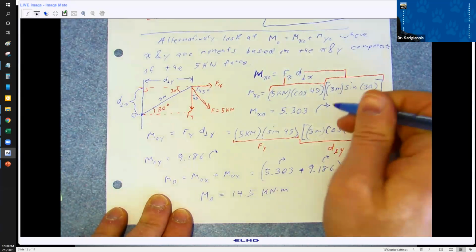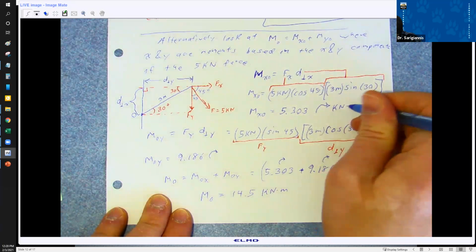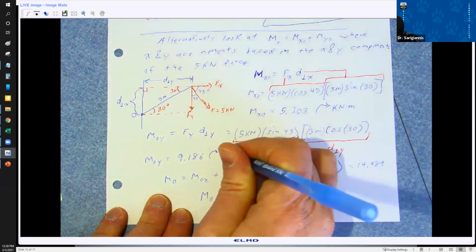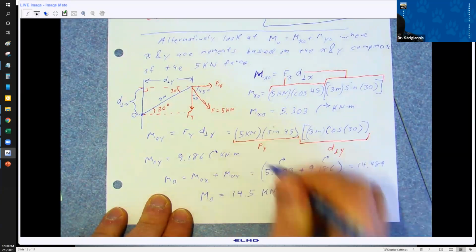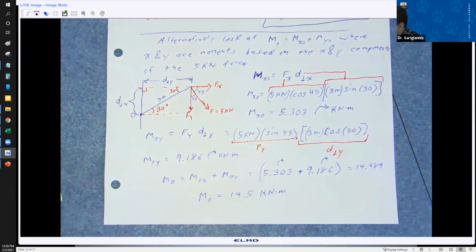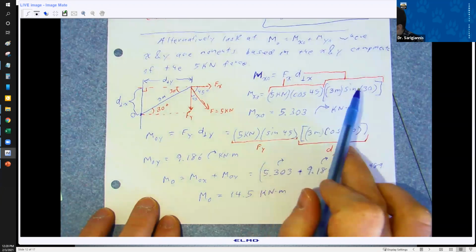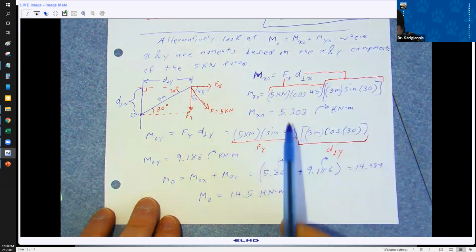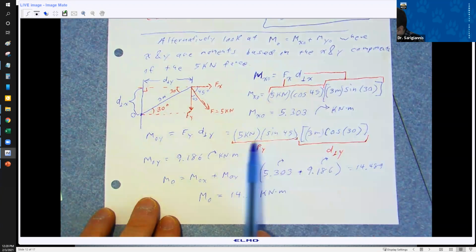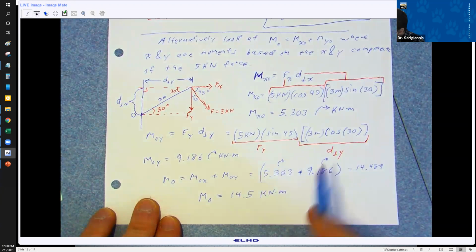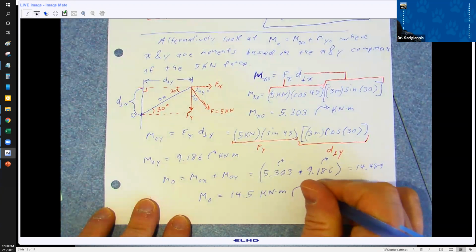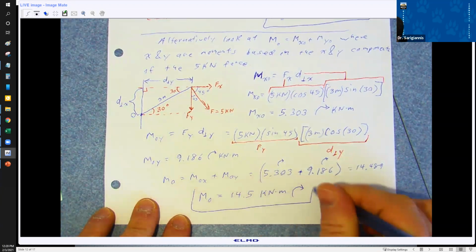Oh, you know what? I forgot my units on these. Each of these individual moments has units, right? This is the reason I put the units in here and then I forgot to write them. Kilonewton meters, kilonewton meters, kilonewton meters, and again, clockwise is your rotation.